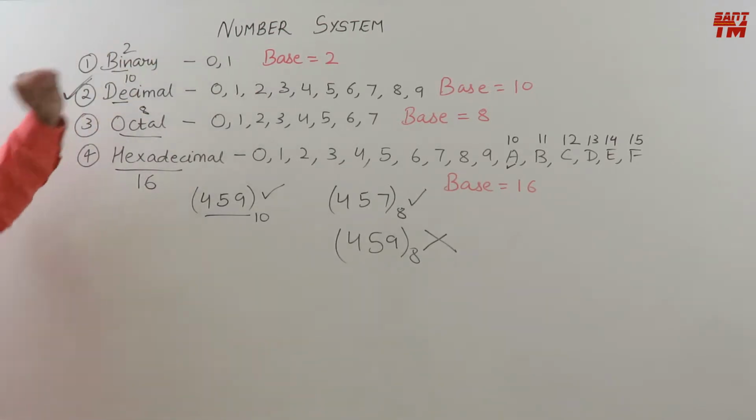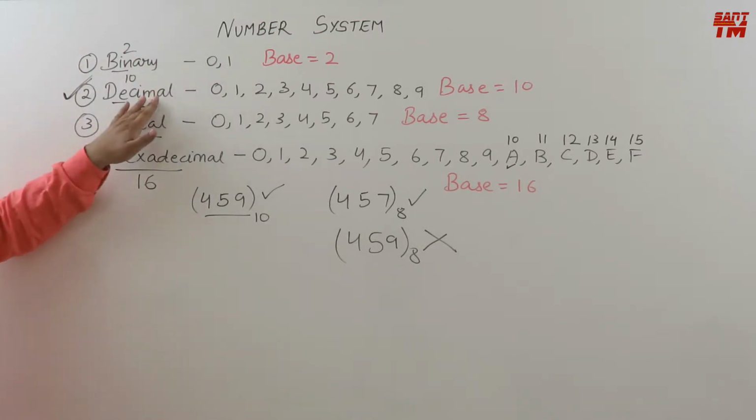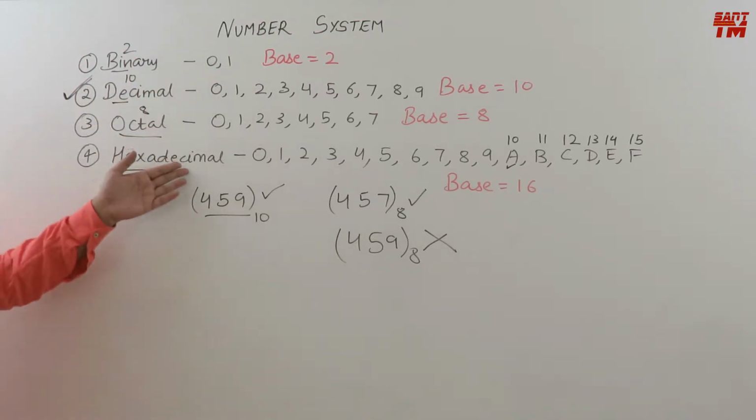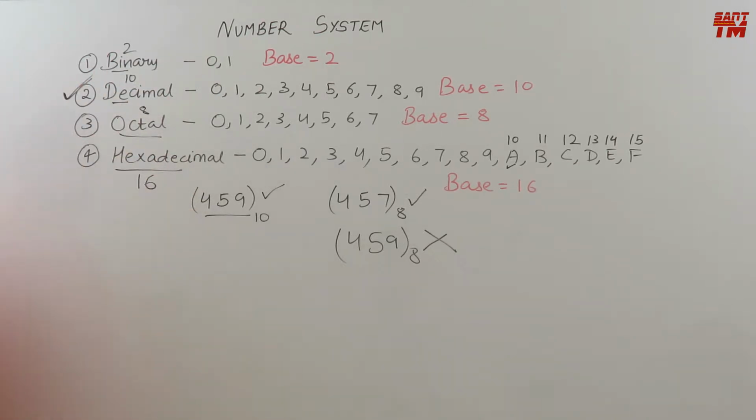Now in the chapter number system, we have to study the interconversion. Suppose we will try to convert decimal number to binary, or binary to decimal, hexadecimal to decimal, decimal to hexadecimal. So we have to study every possible interconversion in this. So let us study first of all the binary number system in depth.